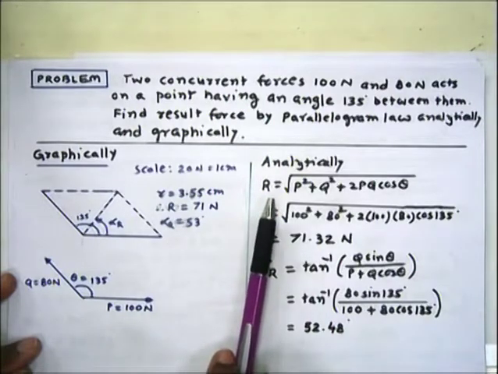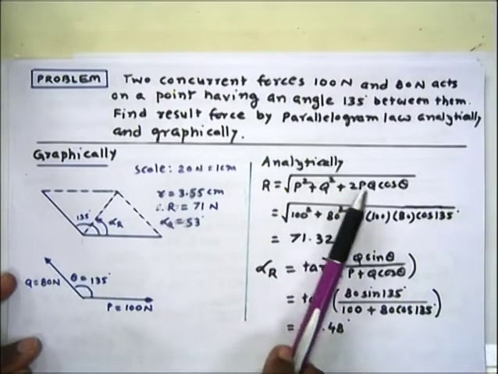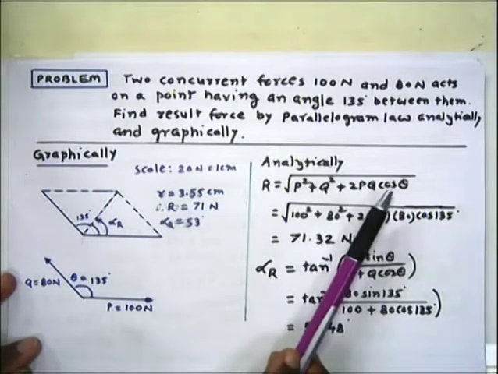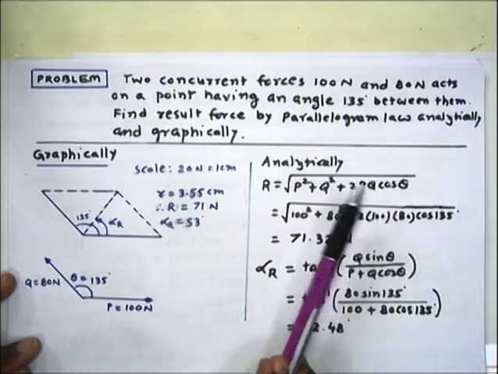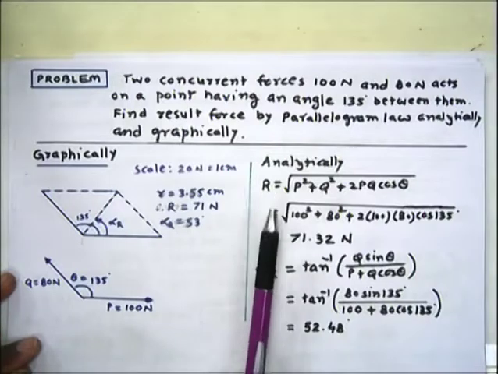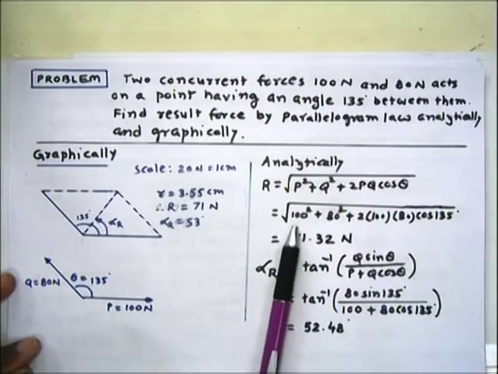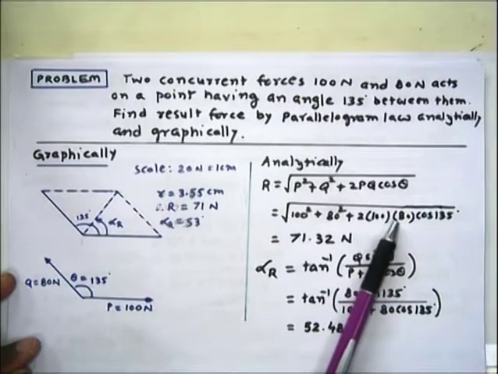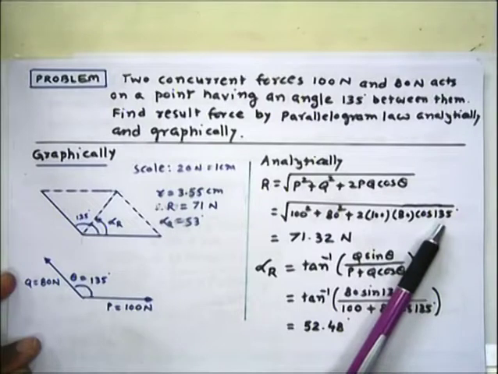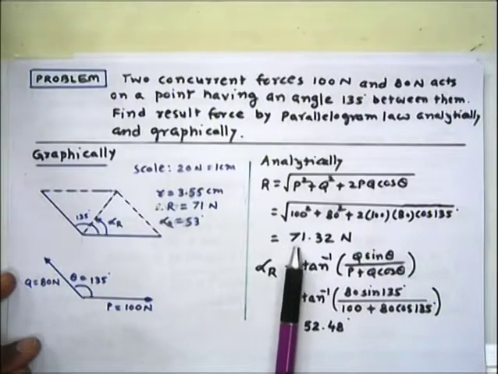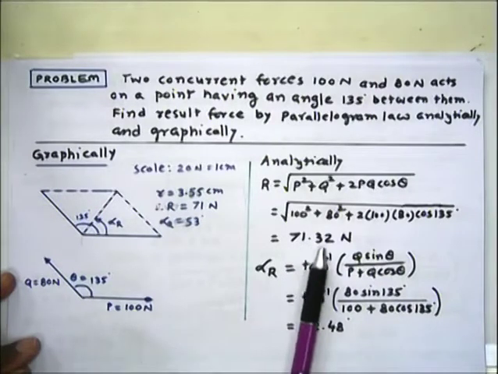So R, as per parallelogram law, is given by root of P square plus Q square plus 2PQ cos theta. Putting values of P, Q and the angle between them, theta, which here is 135 degree, P is 100 Newton and Q is 80 Newton. Putting all these values in the equation, root of 100 square plus 80 square plus 2 into 100 into 80 into cos 135 degree. Simplifying this, it will give the value of resultant force 71.32 Newton.